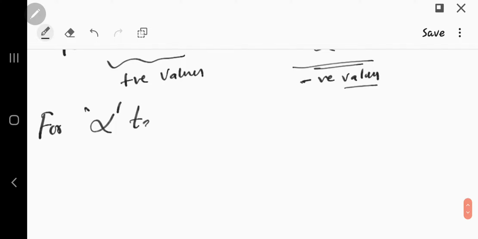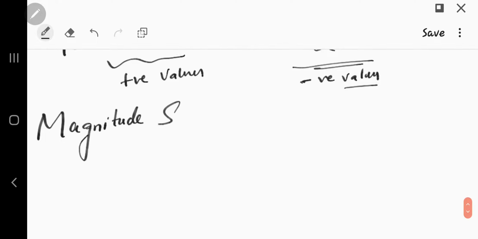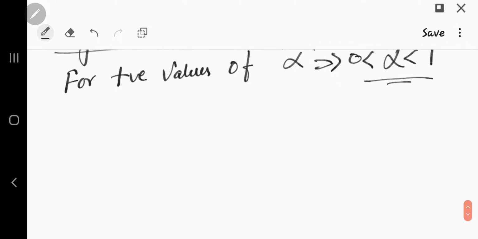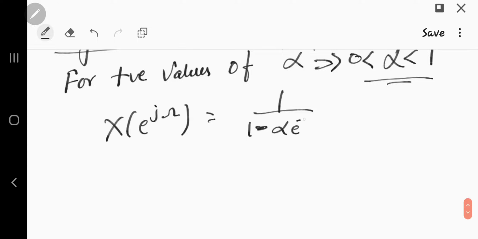Now for alpha, so first case, for positive values of alpha, that is alpha between 0 and 1. So what happens here, X of e power j omega is 1 divided by 1 minus alpha e power minus j omega. Okay.